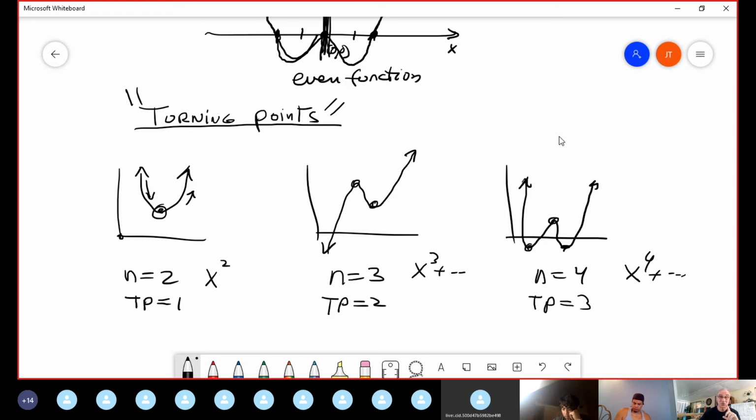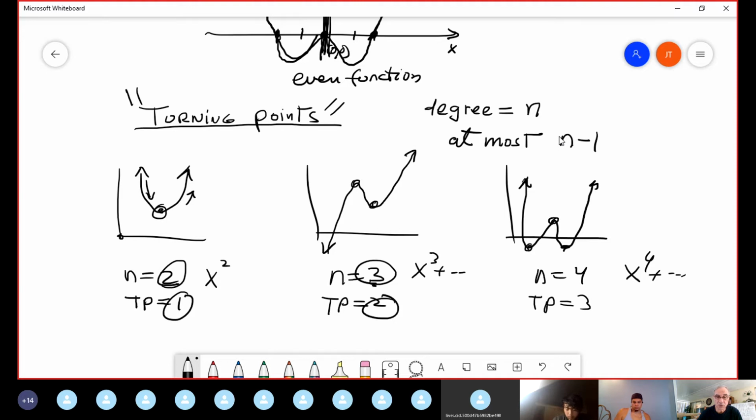So what is the conclusion? The conclusion is not simple. It's not easy. If you have a polynomial and the degree is n, the amount of turning points is at most n minus 1. Look, degree 2, 2 minus 1 is 1. Degree 3, 3 minus 1 is 2. Degree 4, 4 minus 1 is 3. Pero the words at most indicate que es less than or equal.